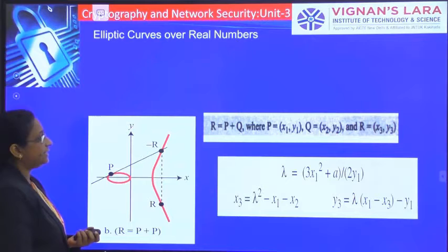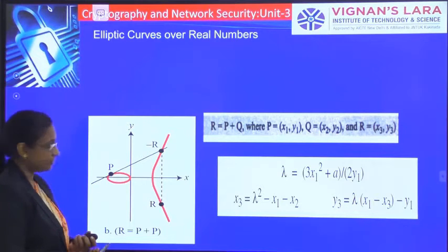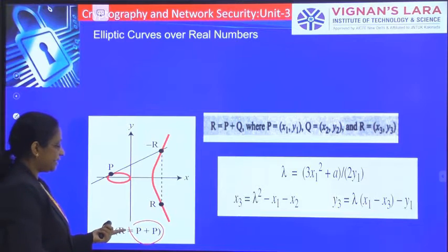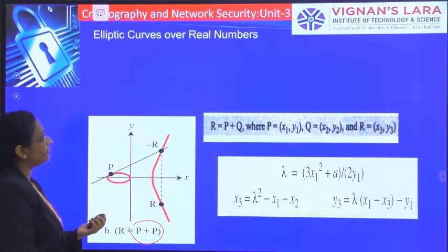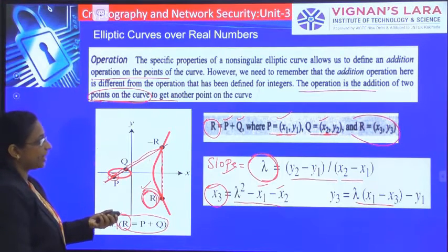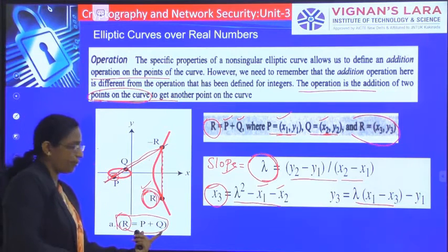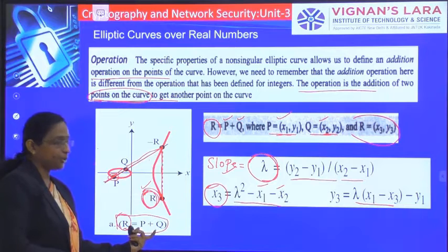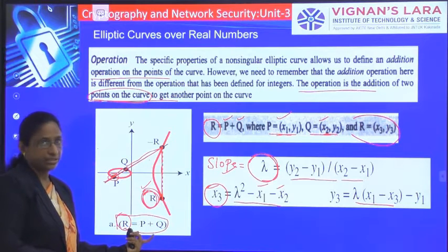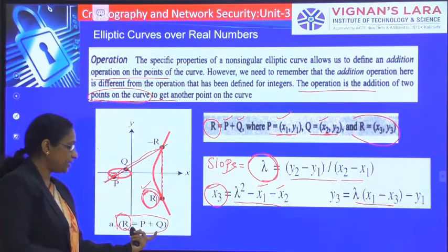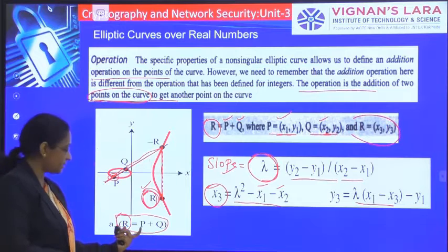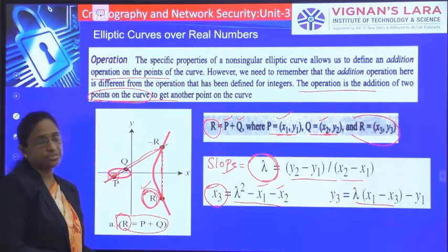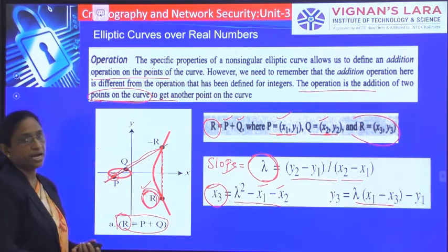And this is doubling the point. So the previous one is your addition, the addition of 2 points. P and Q are 2 different points on the curve. Adding these 2 points, we will get R. For adding these 2 points, we have to use these formulas, and we will get your R value.